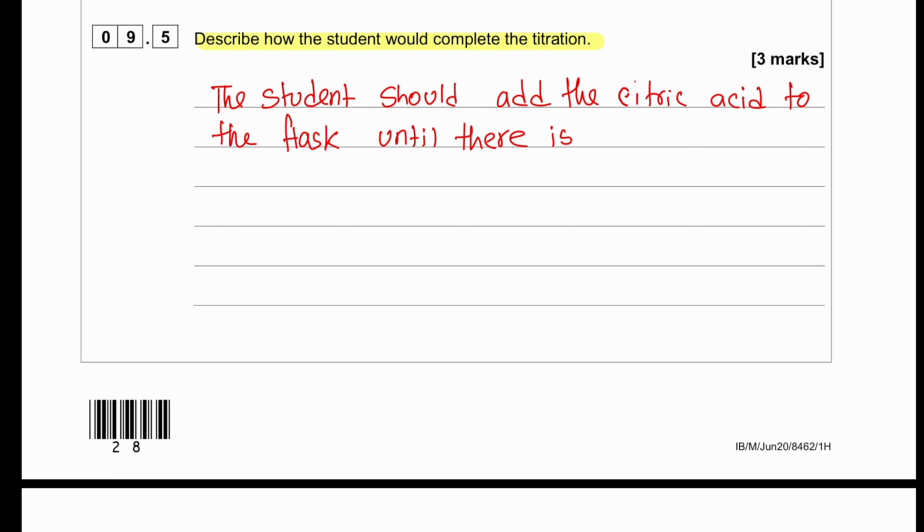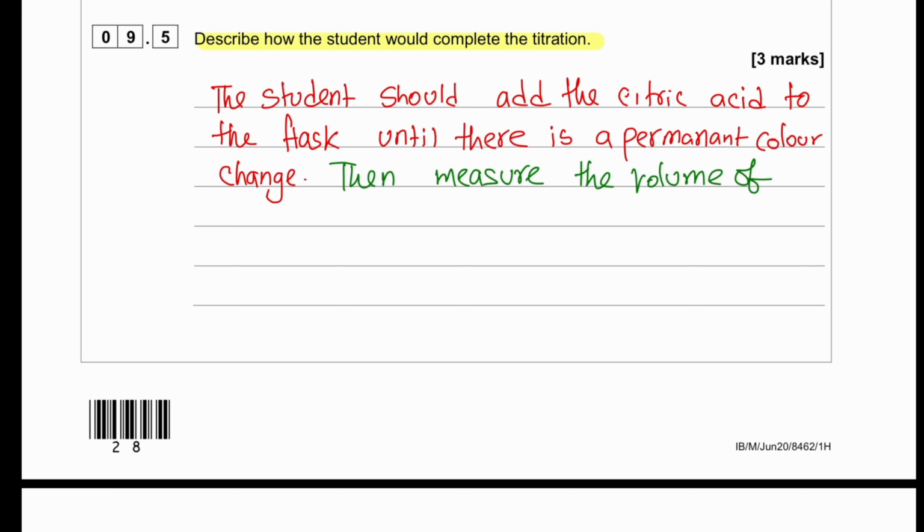An additional point is that the reaction should be performed on top of a white tile so that the color change is seen correctly. The conical flask should be shaken or swirled so that the reaction mixture mixes properly, and repeat the process so that we can calculate an average.